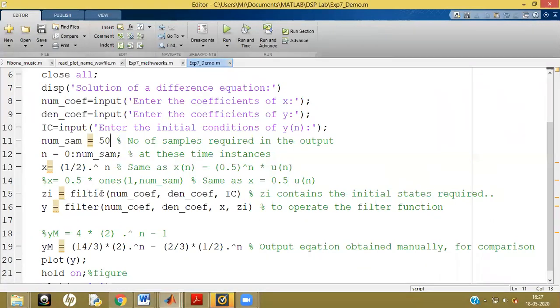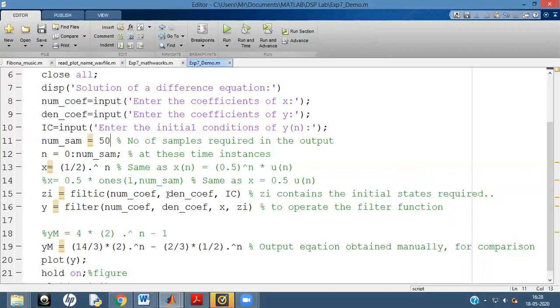filtic and filter are the two important functions over here. We are asking the user to input the values, so the input will have to be entered correctly, and you can also see the sequence in which all the data has to be provided. If you were to interchange the numerator coefficient and denominator coefficient, the corresponding result will be erroneous.